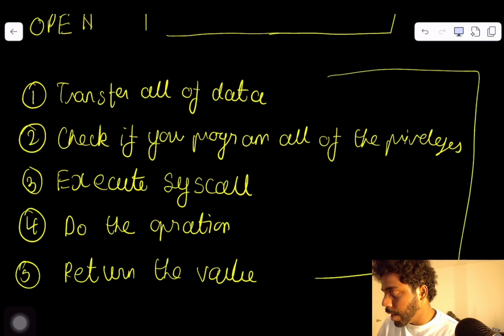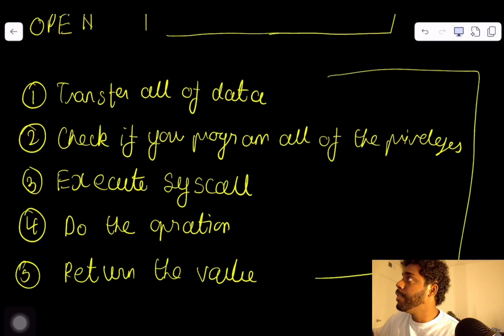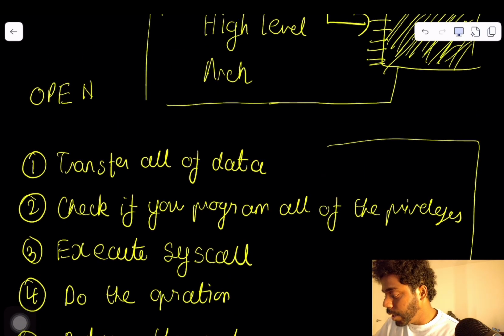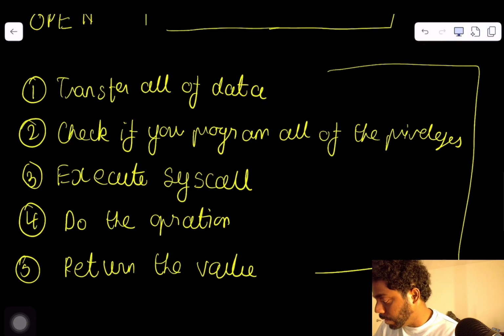Now, this is what happens in all of the system calls in Linux. These are the four steps: transfer all of your data, check if your program has all of the privileges, execute the system call, do the operation, and then return the value. And the prerequisite is this happens only in the kernel mode. That is the only thing that you have to remember.